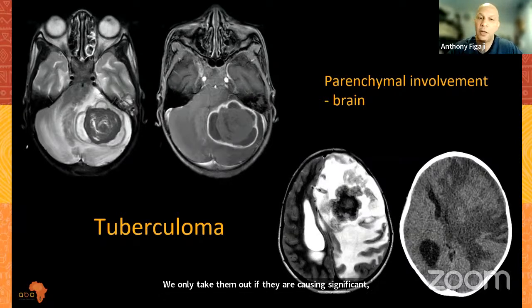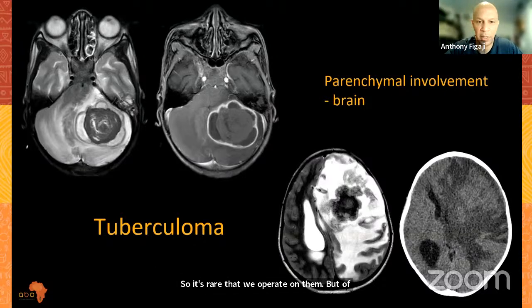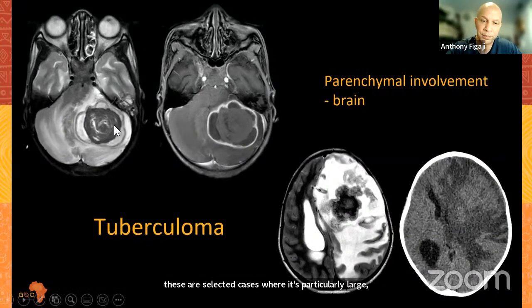If they're not causing significant mass effect, usually it means that the patient's just presenting with seizures, and you can treat that. Usually if you just treat them with TB meds, and it's mostly the immune response anyway that eventually treats the tuberculomas, and they go away. So it's rare that we operate on them, but of course these are selected cases where it's particularly large, and those patients ended up having an operation.